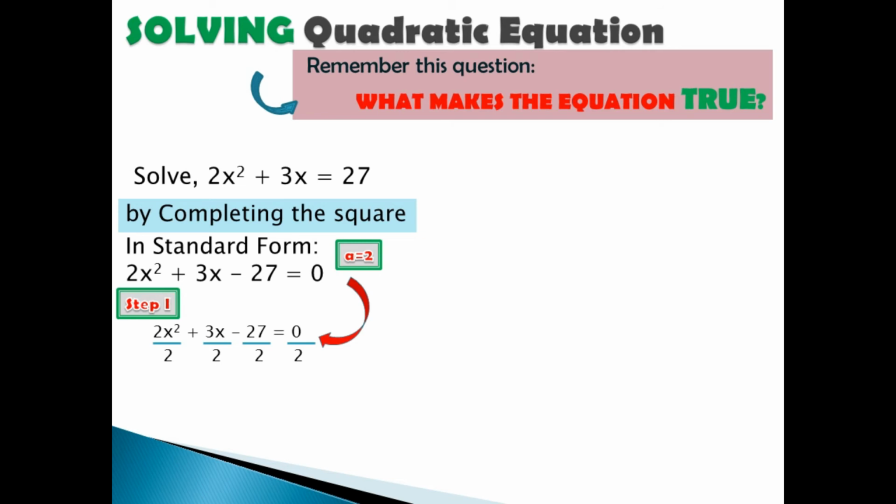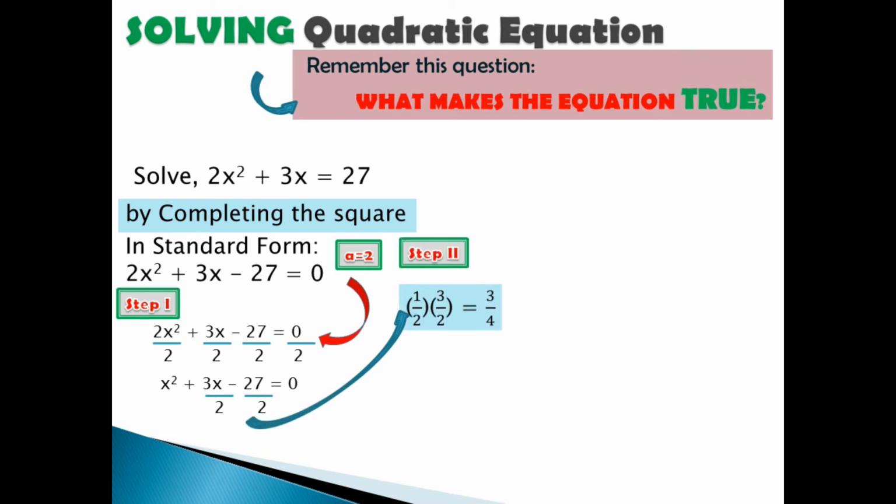So 2x squared divided by 2 equals x squared. 3x divided by 2 is 3x over 2. So we have x squared plus 3x over 2 minus 27 over 2 equals 0 over 2, which is 0. Step 2.